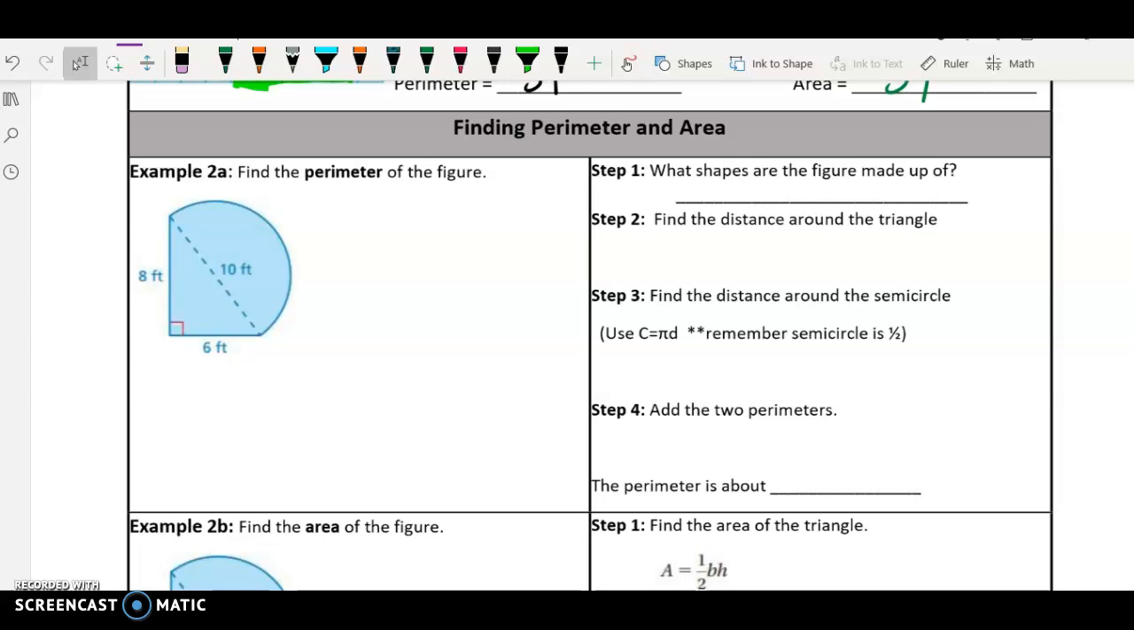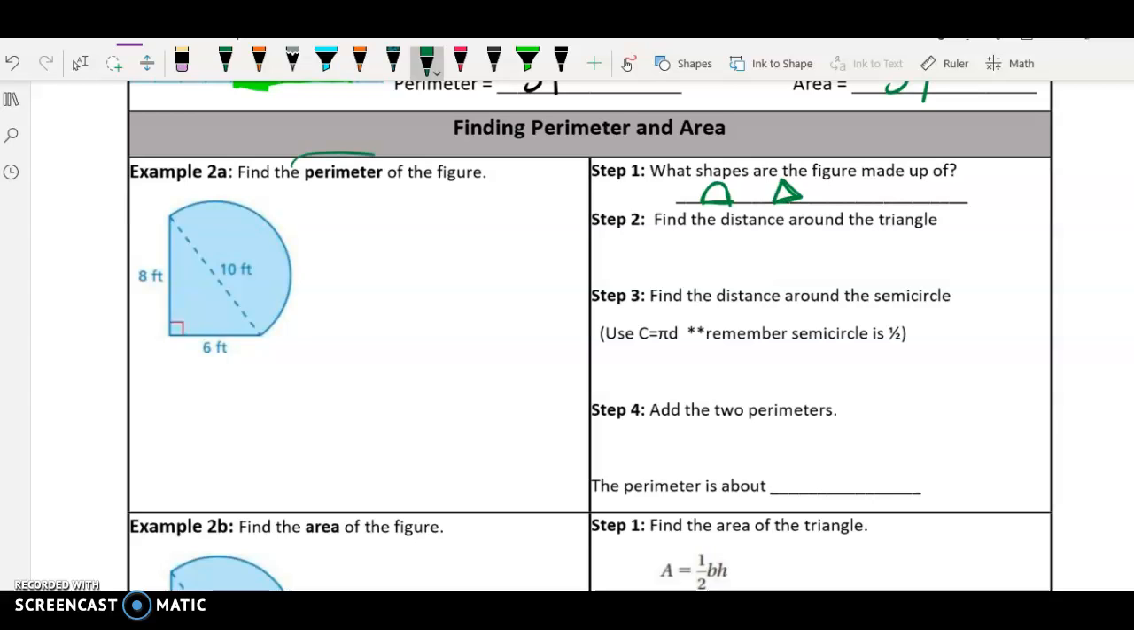So step 1, what shapes are the figure made of? You can see we have a half circle and we have a triangle. So I'm just going to draw a half circle and then I'm going to draw a triangle. So find the distance around the triangle.